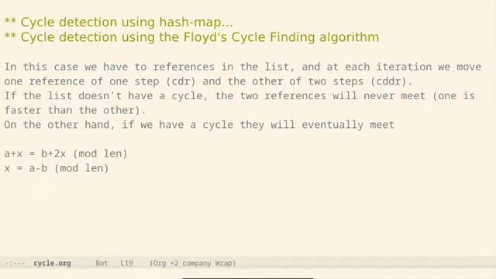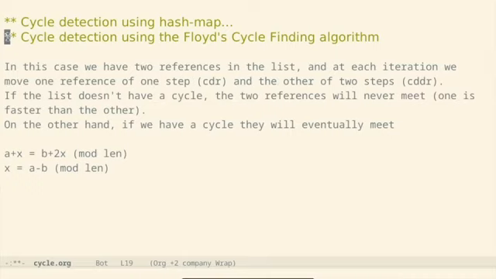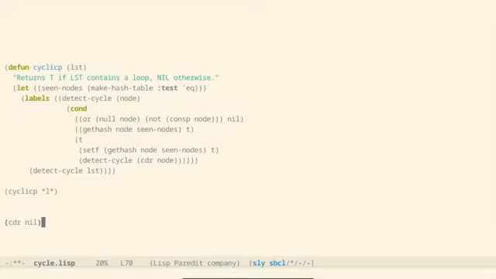The second algorithm tries to improve on the fact that we needed a lot of space in the previous one. So in this case, we have two references in the list, and at each iteration, we move one reference one step, that is using the cdr, and the other two steps, that is, we get the cdr of the cdr. In this algorithm, we will often use that the cdr of nil is nil.